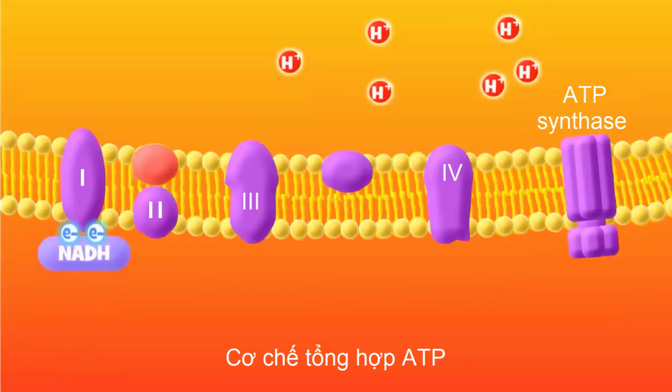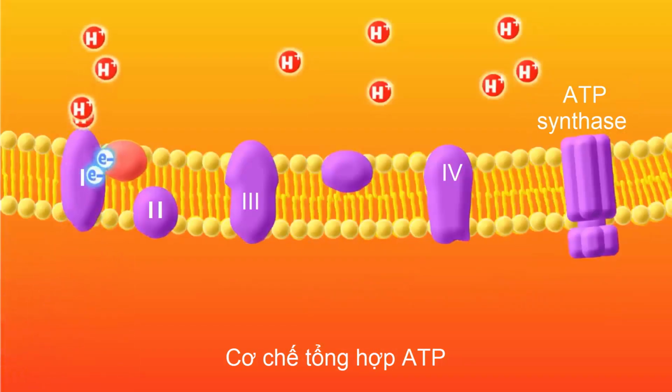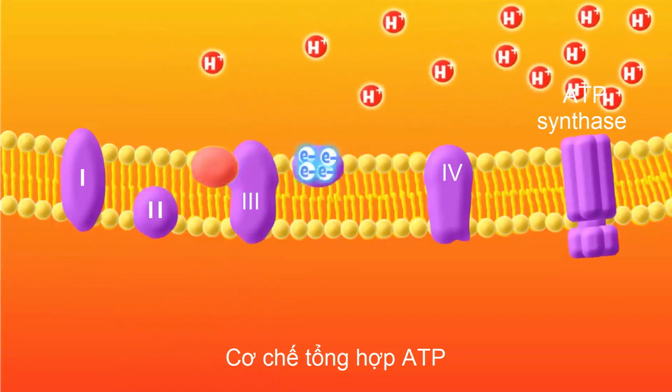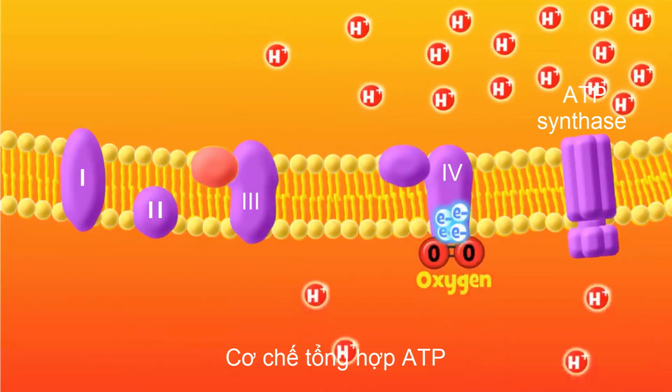Since we made many electron carriers throughout respiration, the electron transport chain happens over and over again, making between 30 to 34 ATP molecules for every glucose that entered respiration.